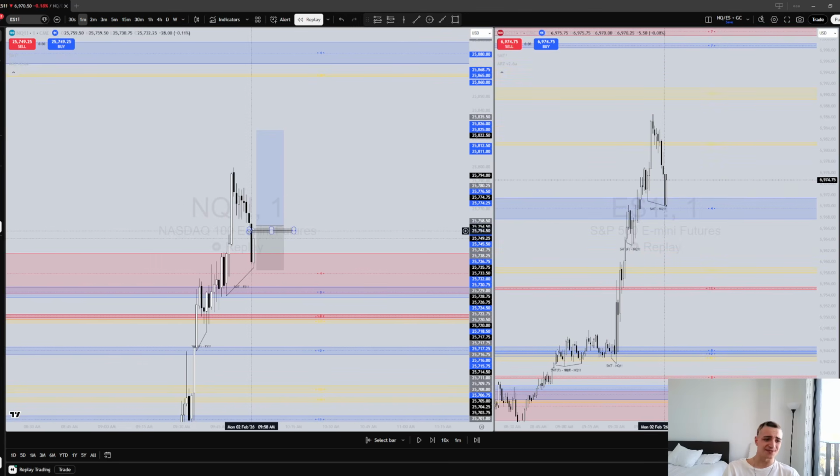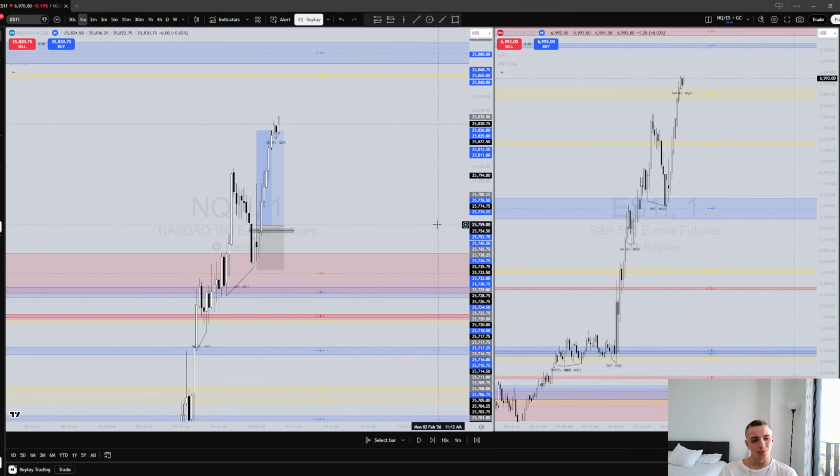Now, again, this isn't even the best SMT ever. This is just for example's sake. ES took the low, NQ didn't. But again, it's not validated on the 5-minute. SMT is an SMT. Again, though, entry off the inversion. Simple as such. That is a continuation example with the Ryze divergence model. But that's how it should look, so to speak.